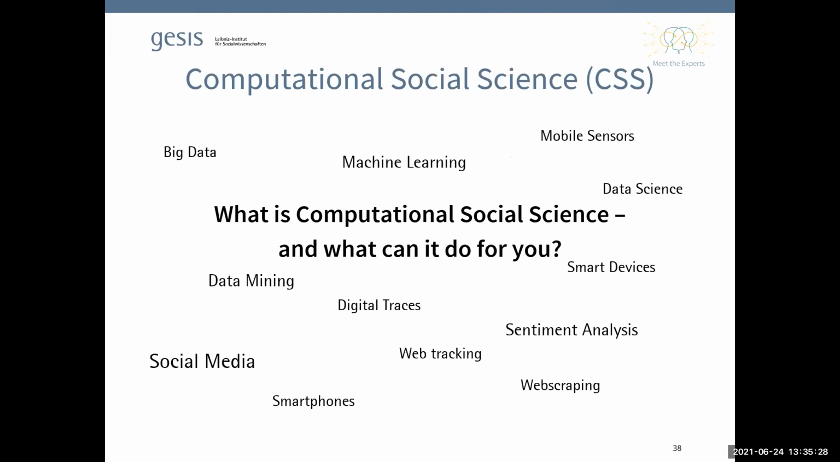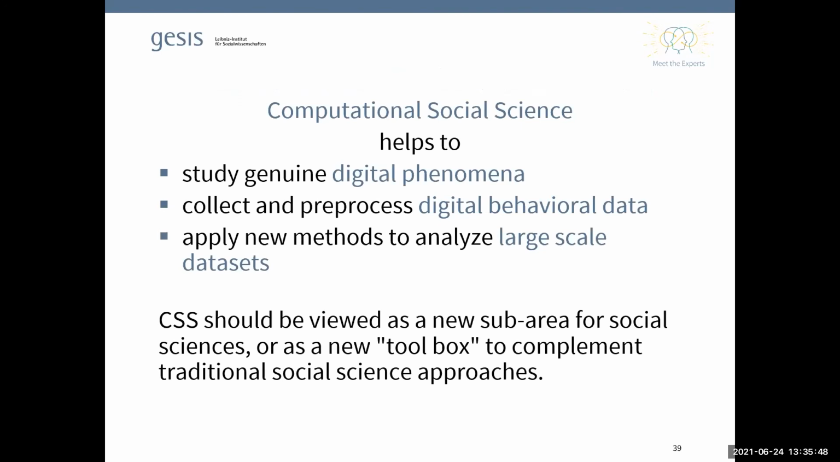Okay, so have I answered what is computational social science yet, and what can it do for you? I think I've partly answered these two-level questions. We've seen a definition for computational social science, and I'd like to summarize now at the end what it can do for you as a social scientist.